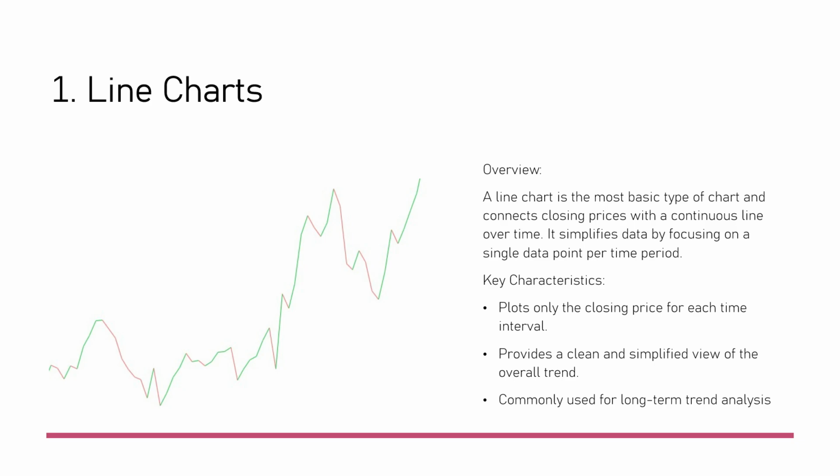Now, let's go over its key characteristics. First, it plots only the closing price, making it less cluttered and easier to read compared to other chart types. Second, it provides a clean and simplified view of the overall trend, which is why it's perfect for quickly spotting long-term trends. And third, it's commonly used for long-term trend analysis in markets like stocks or indices, where short-term fluctuations might not be the main concern.